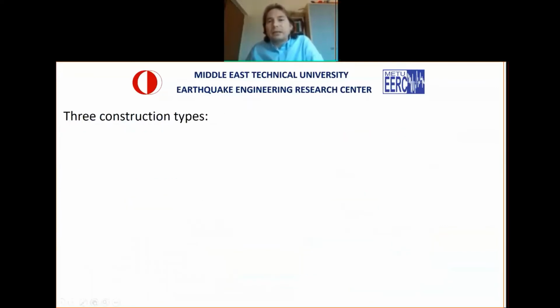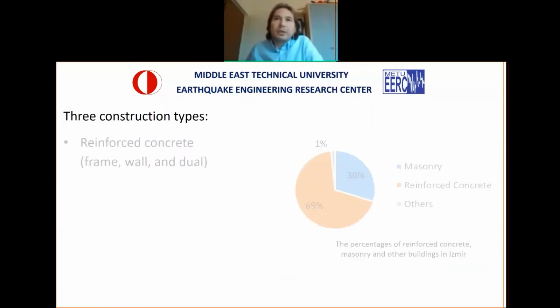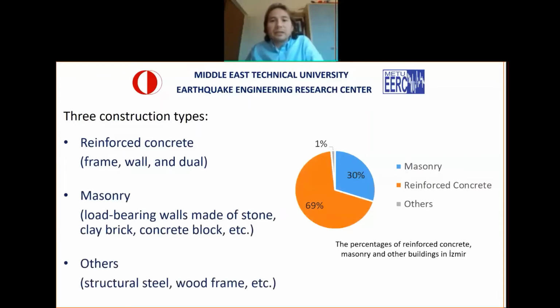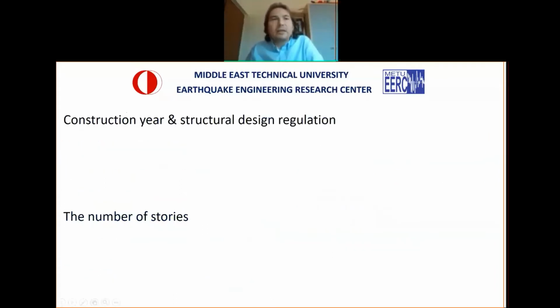The building stock in Izmir can be classified basically into three construction types, which are reinforced concrete, either frame, wall structure, or dual wall and frame interaction systems, as well as the masonry structures and others. The statistics show that about 69% of the buildings are reinforced concrete, whereas 30% are masonry. Only less than 1% of the whole building stock is either structural steel, wood frame, or some other structural systems.